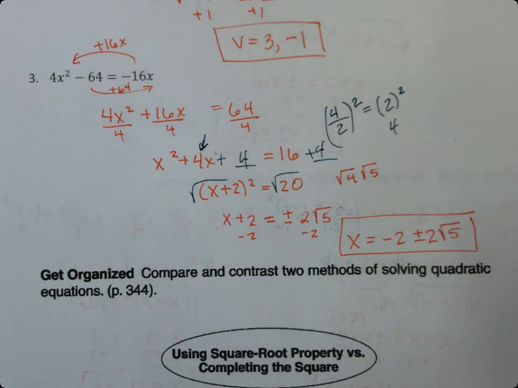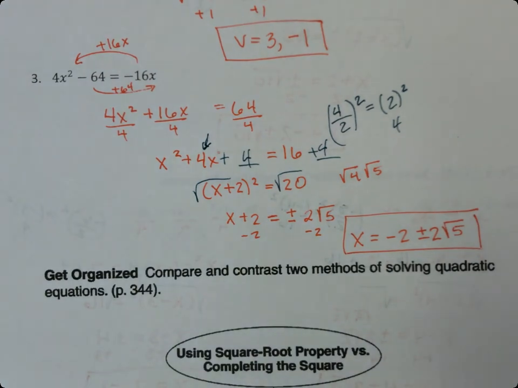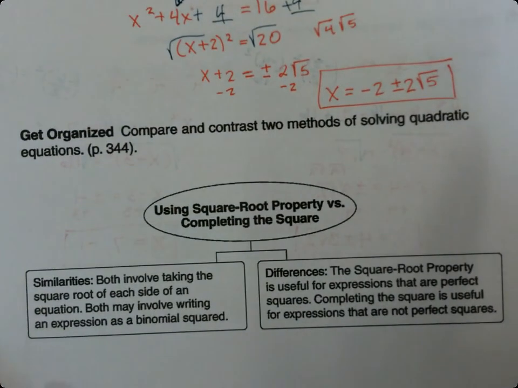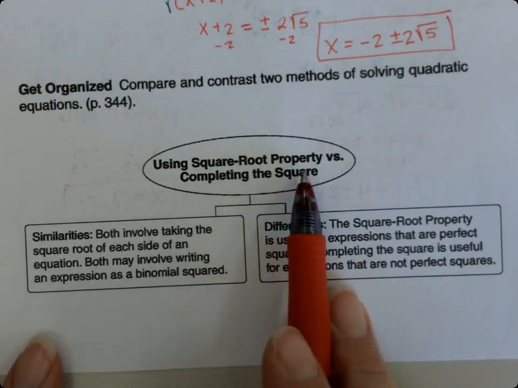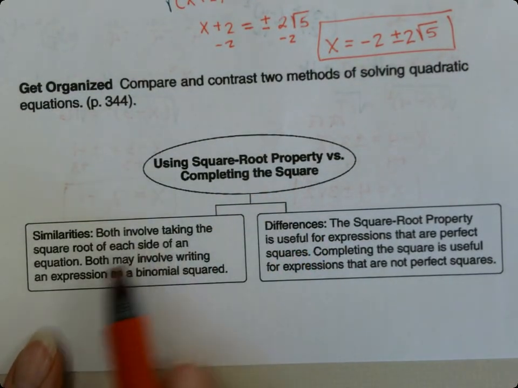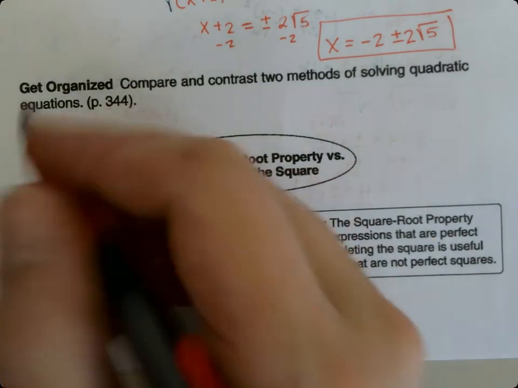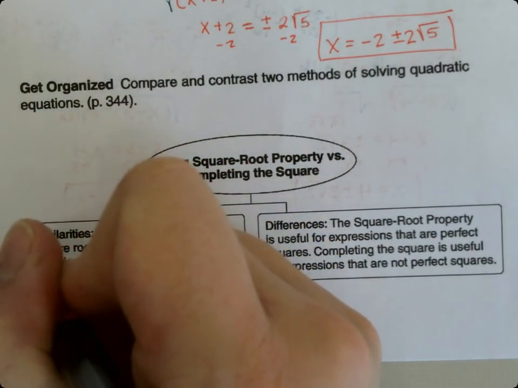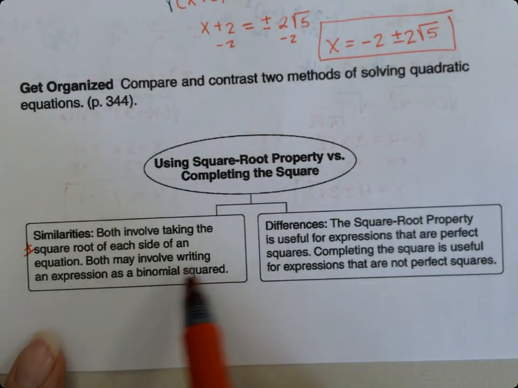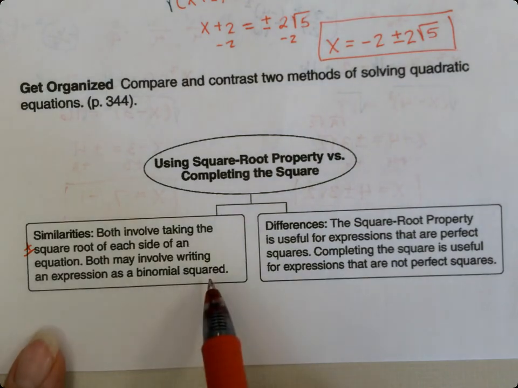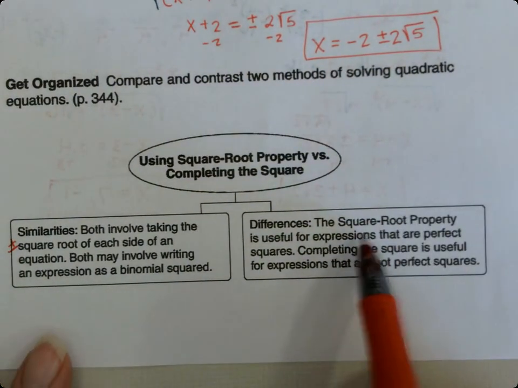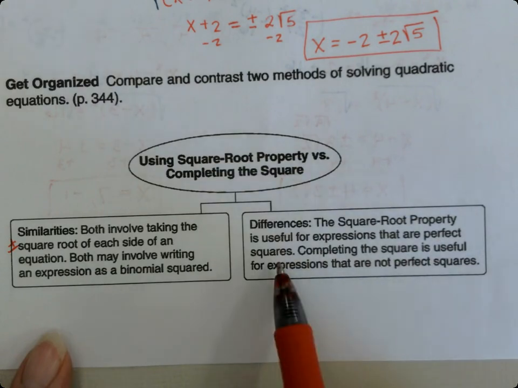Okay, this bottom part is called a graphic organizer, and it's just comparing the 2 methods. So using square root versus completing the square. They both involve taking a square root, which means you would have the positive and the negative answer. And both involve writing an expression as a binomial squared. The difference is the square root property is used for only perfect squares.